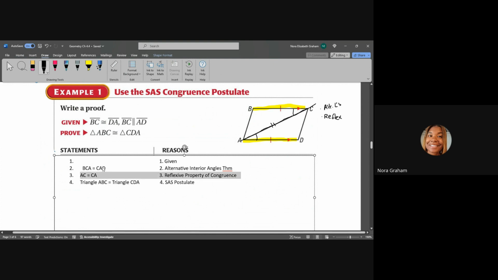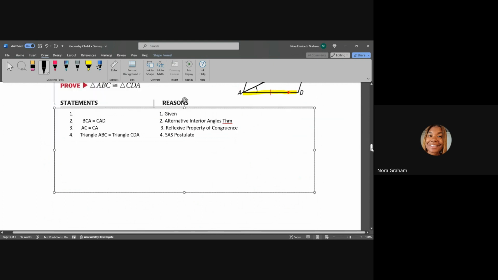Now let me see if it will let me write in here. Nah, it's okay. I'll spell out next time. It won't let me write in the annotations I want to. That's all right. But that's our proof for example 1, right? So let's go on to example 2.